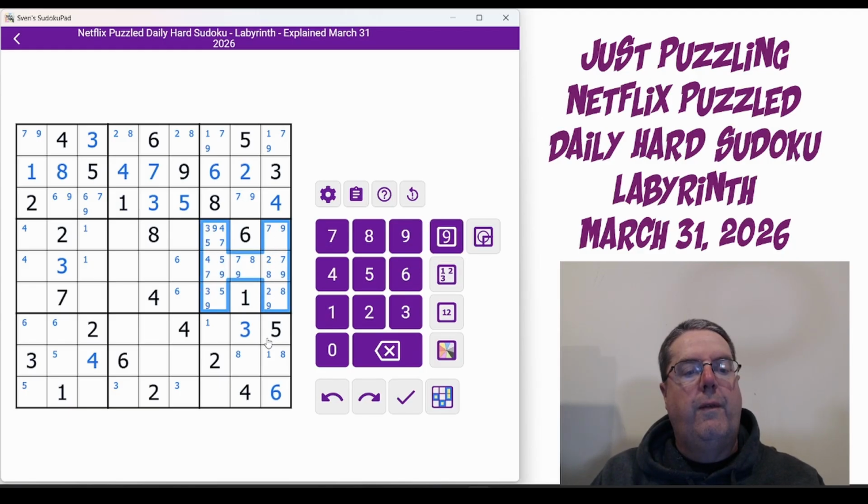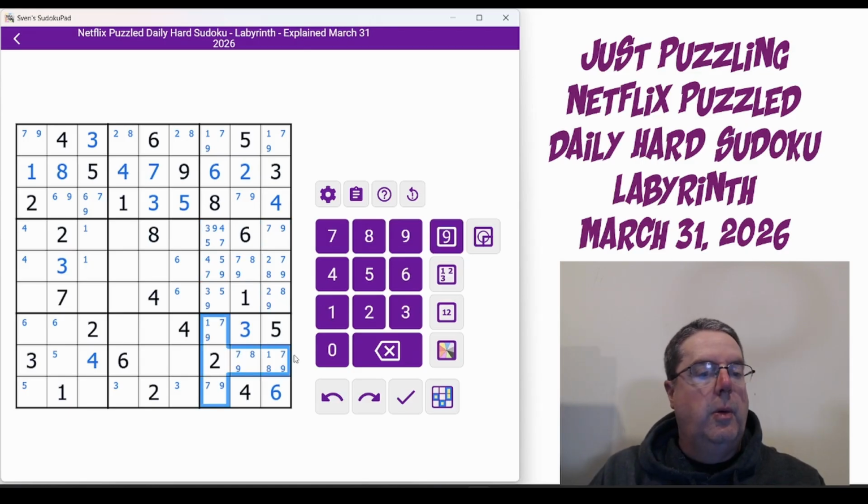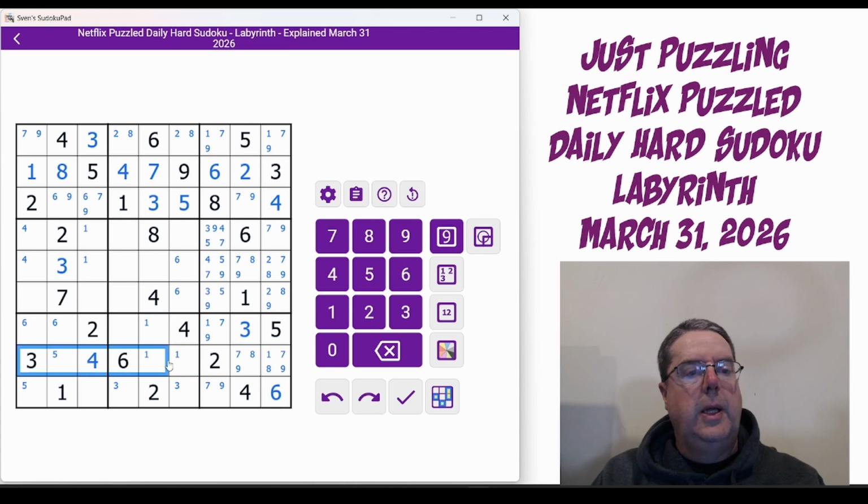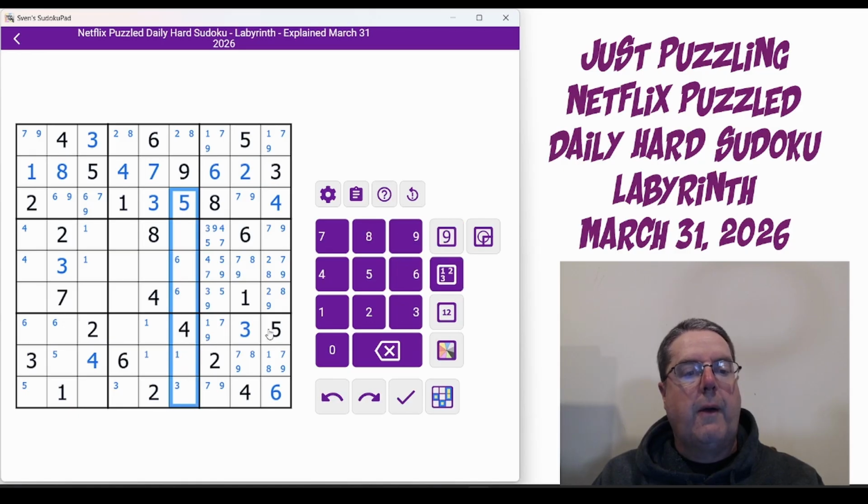1, 2, 3, 4, 5, 6, 7. 7 and 9 can be all of these. So we'll put those in there. 1 comes across here. 1 comes down here. So 1 is one of these. 2's there. 3 comes across here. 3 comes across here. Oh, yeah, I've already got 3, 4, 5. 5 comes down here. 5 comes across here.